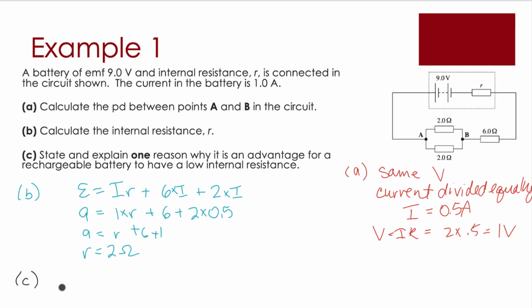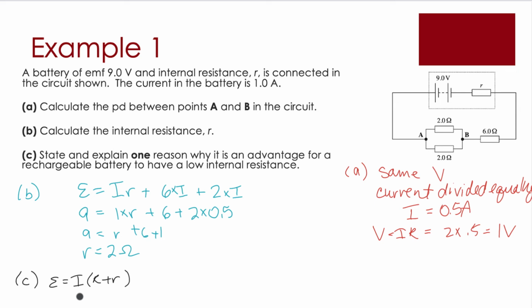Finally, it says state and explain one reason why it's an advantage for a rechargeable battery to have a low internal resistance. Let's look back here to our equation. As soon as we have an increase in our internal resistance, that means there's going to be less potential difference available to the circuit. Another thing we can think of is that a higher internal resistance is going to reduce the current that's flowing through our circuit.